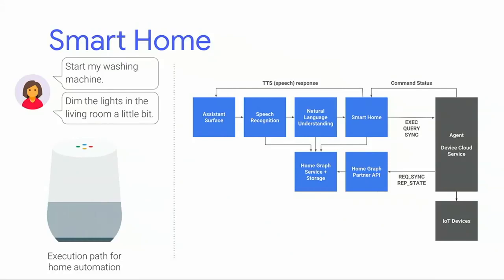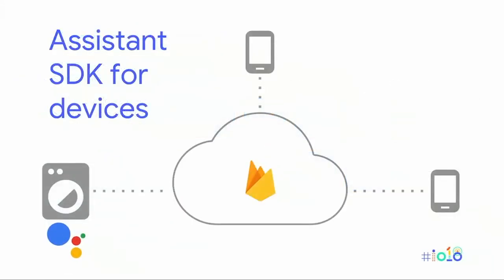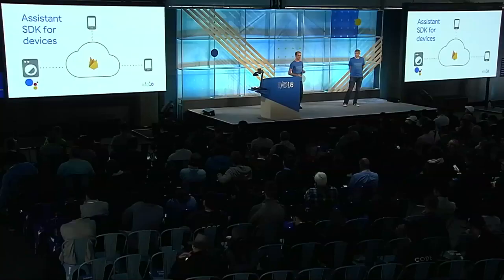And so by implementing Firebase, you write a small webhook that plugs in to Smart Home, and then your device can be enabled with the Google Assistant. And then finally, you can actually embed the Google Assistant SDK into your device, which means that you can actually talk to the washing machine and give it direct commands, which is kind of cool.